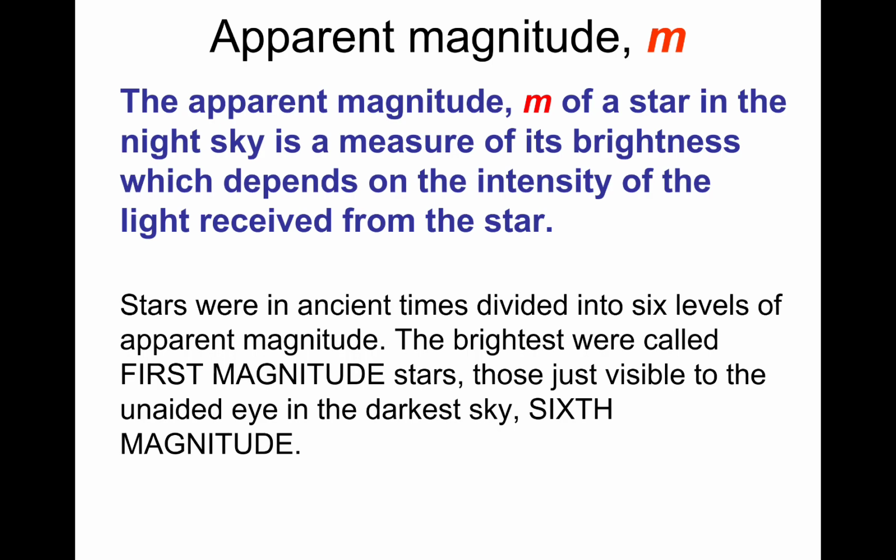Stars in ancient times were divided into 6 levels of apparent magnitude. So this was about 100 BC. Hipparchus, I think his name was. The brightest were called first magnitude. Those just visible to the unaided eye in the darkest sky were called the 6th magnitude, so 1 to 6.